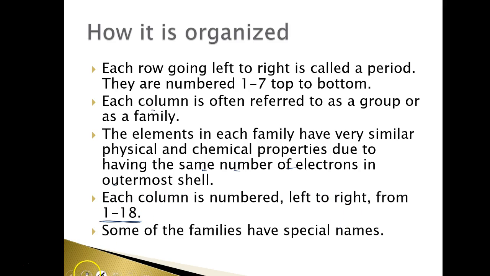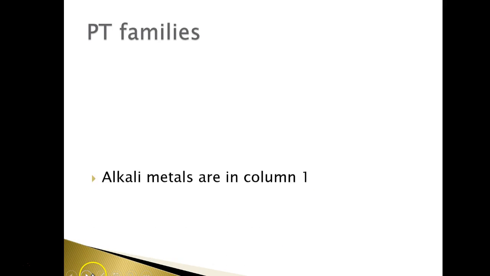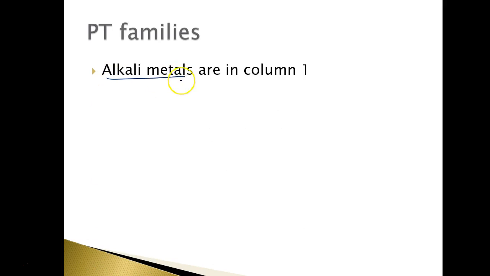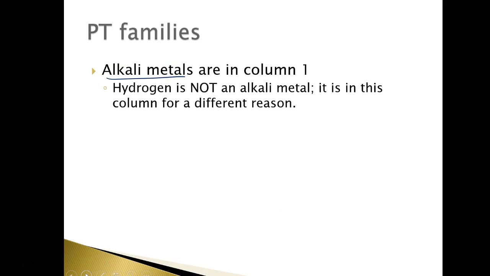And some of the families, again, this is columns going top to bottom, have special names. So the periodic table families are alkali metals are in column 1, except for hydrogen. Hydrogen is not an alkali metal because it's not a metal. It's a nonmetal. It's in that column for a different reason.